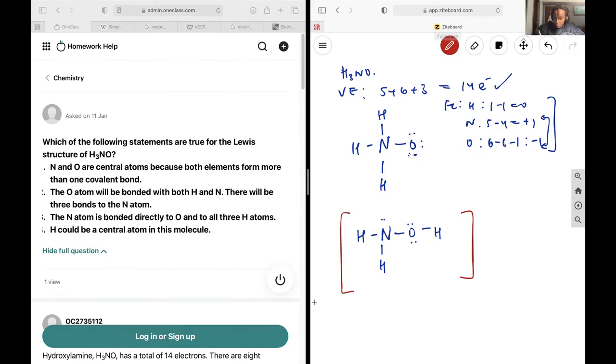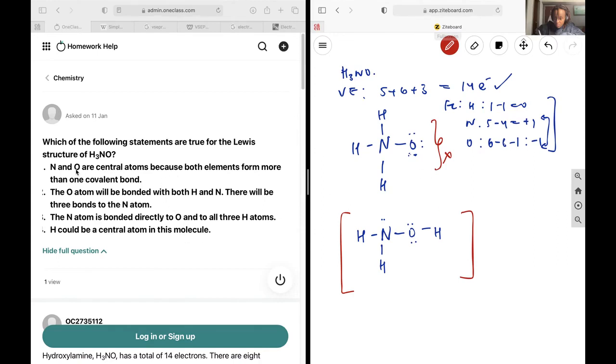Okay, now I can just run through these questions. N and O are essential atoms because both elements form more than one covalent bond. That is true. The O atom will be bonded with both N and H. That is true. The N atom is bonded directly to O and all 3 H atoms. That is untrue because that is describing this, which we know is wrong. And the H could be a central atom in this molecule. That is untrue.